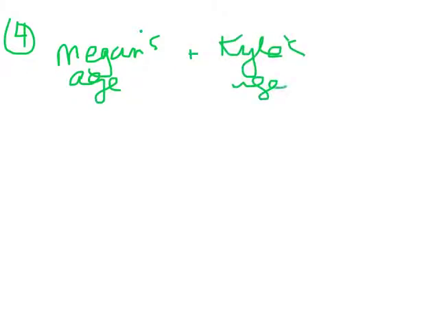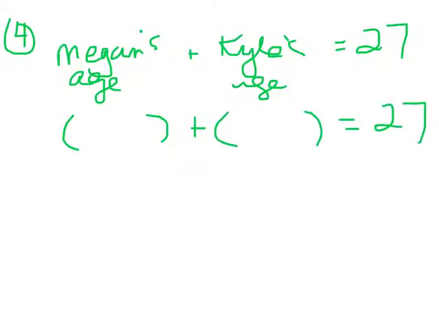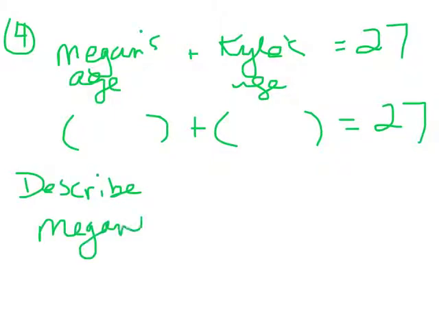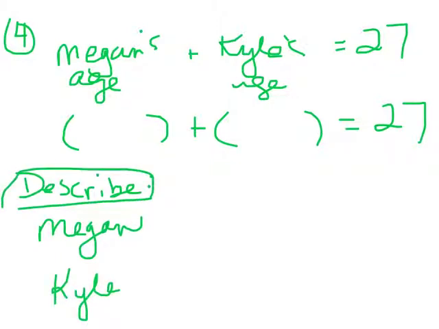So we could say Megan's age plus Kyle's age is 27, right? Okay, so we know we've got two things to add, and we need to know how to describe those two things. So let me come down here and let's describe them. But before I read anything else, I know I've got to describe Megan and I've got to describe Kyle, right? So I've got a main equation out of it, and now I just need to figure out how I'm going to describe the pieces that go in it.